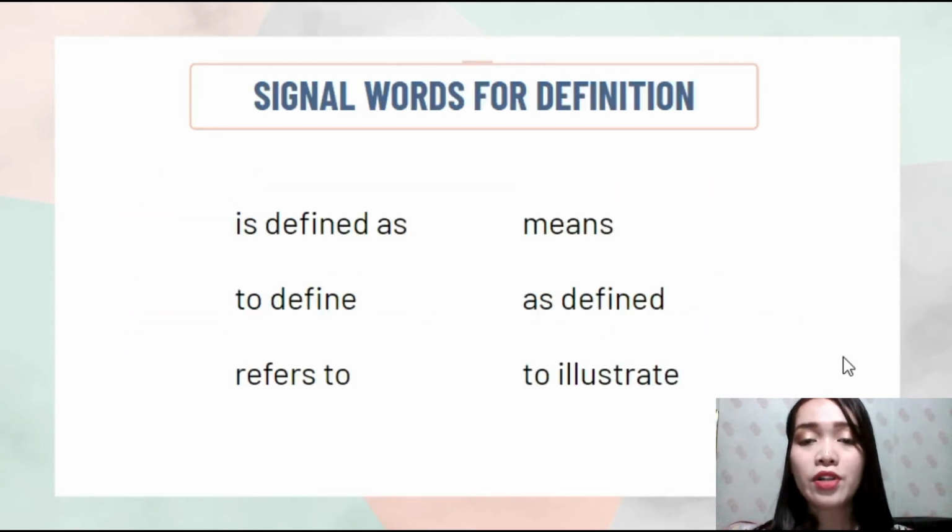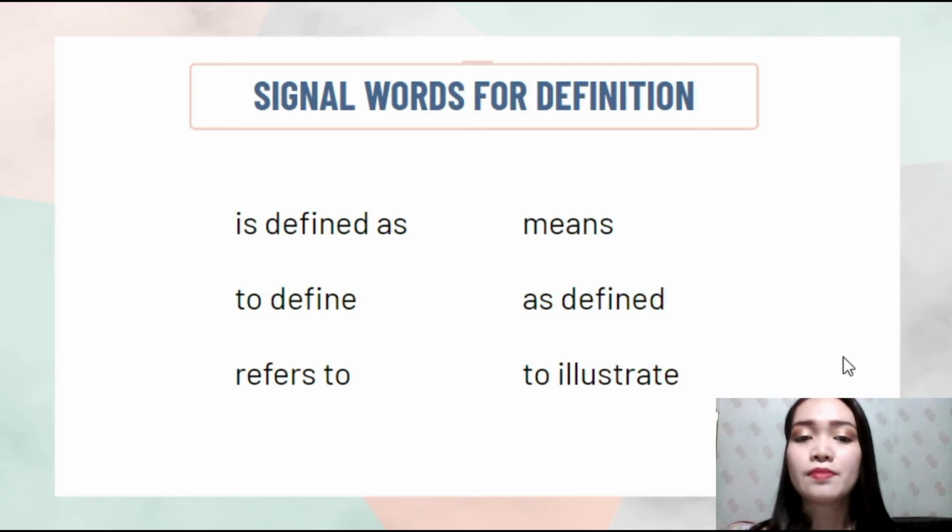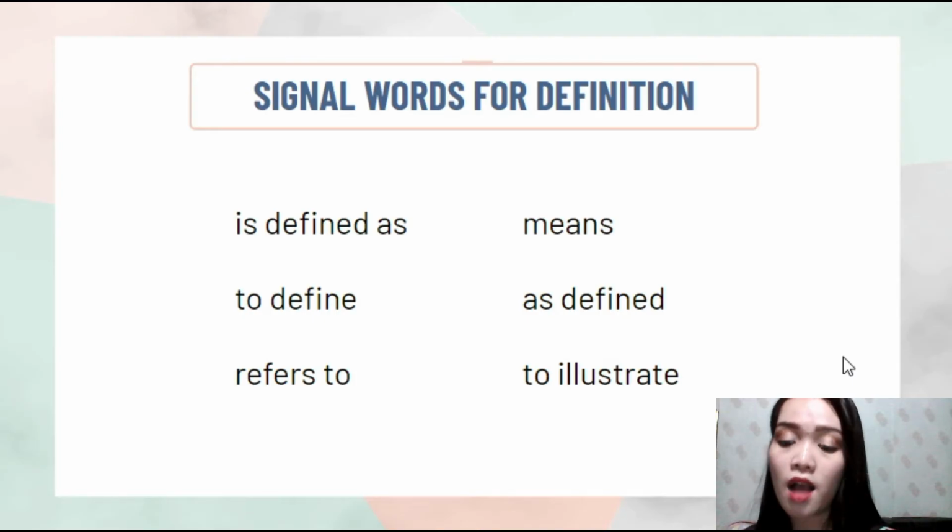Now, these are the signal words for definition. If you're going to define a specific term, you may use these phrases or words, such as is defined as, to define, refers to, means, as defined, to illustrate. For example, a paragraph refers to the group of sentences that are related to each other and contains a main idea.